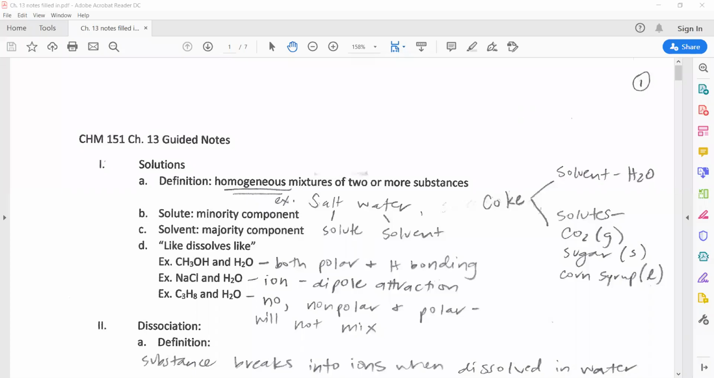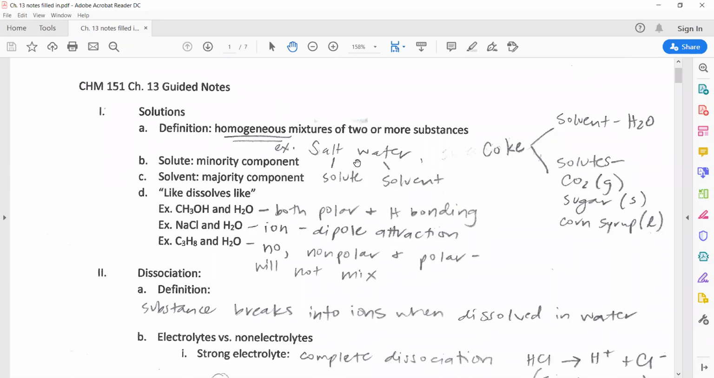Here's video 1 for chapter 13, which is on solutions. So what a solution is, is a homogeneous mixture. If you recall from the beginning of the semester, mixtures are a combination of two or more pure substances together. And homogeneous means that it needs to be a mixture that has the same composition throughout, meaning if you have a beaker of salt water and you have stirred it, then that would be a homogeneous mixture, which could also be called a solution.